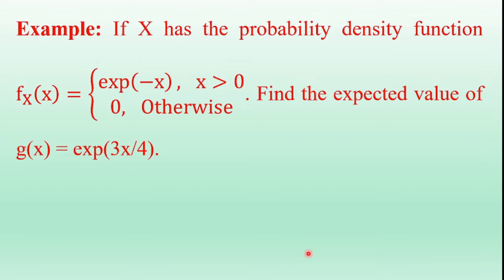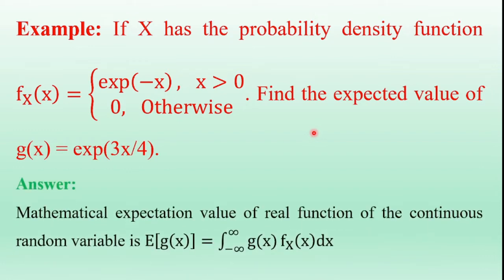In this video, I am going to discuss an example of expected value of the random variable. So the given example is: if X has the probability density function f_X(x) equal to e^(-x) for x greater than 0, and f_X(x) equal to 0 otherwise, find the expected value of g(X) equal to e^(3X/4).